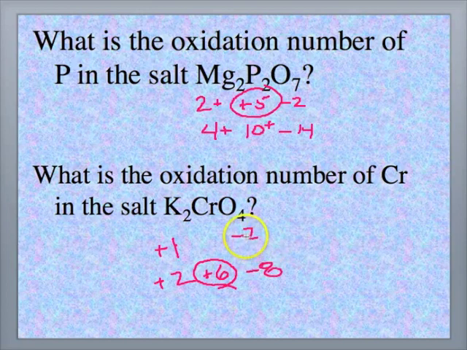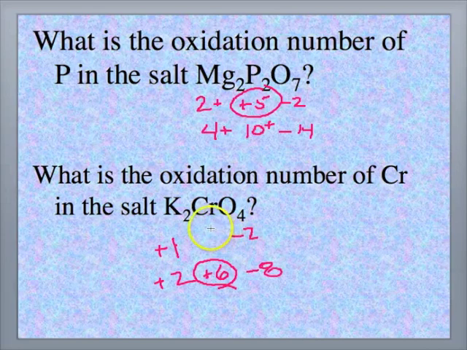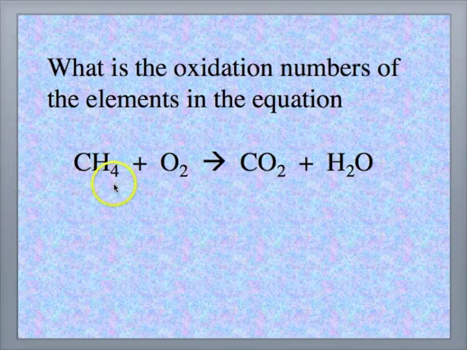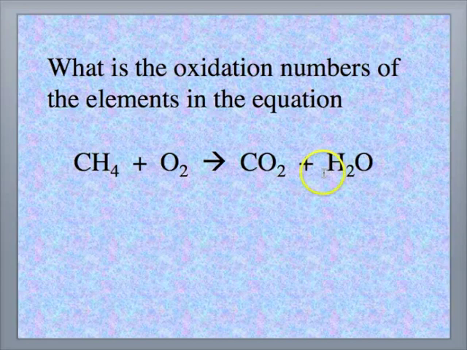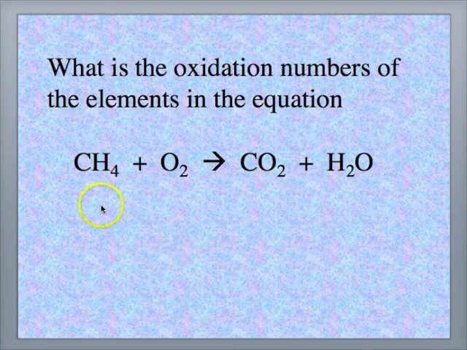That's how you calculate oxidation number. Now, what do you use them for? Take a look at this reaction here. Methane plus oxygen yields CO2 plus H2O. Oxidation numbers can help you understand what's happening chemically here. Let's figure out the oxidation numbers of the various elements we see here.